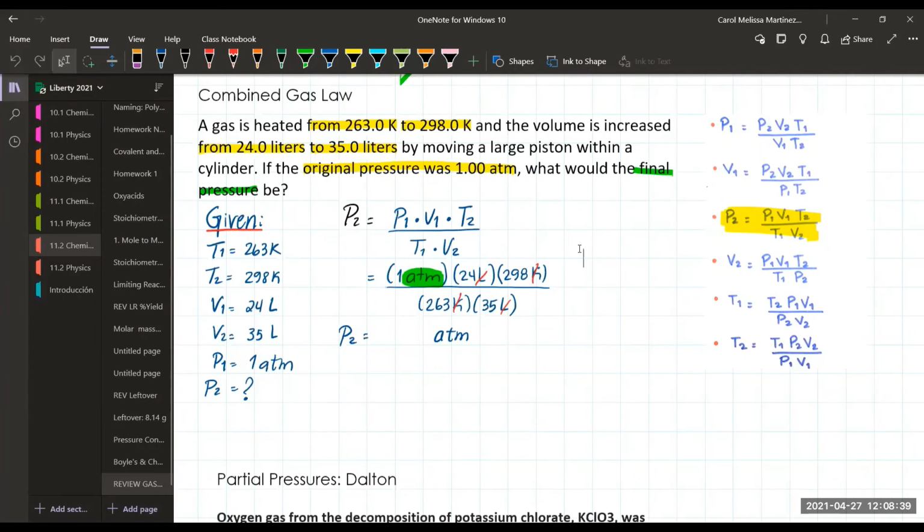Remember that everything here is going to be multiplied. So in your calculator it should be 1 times 24 times 298, and everything below is going to be divided. So it's going to be divided by 263 divided by 35. How much is that? 0.77, 0.78 rounded, okay? So be careful on that part.